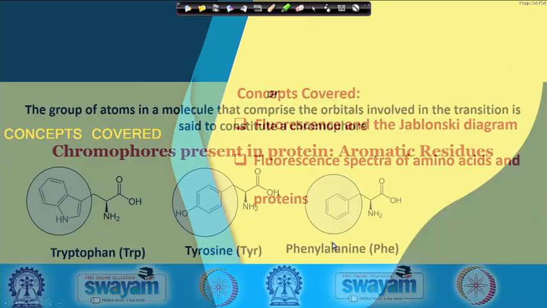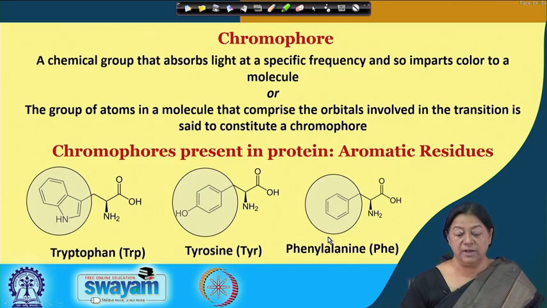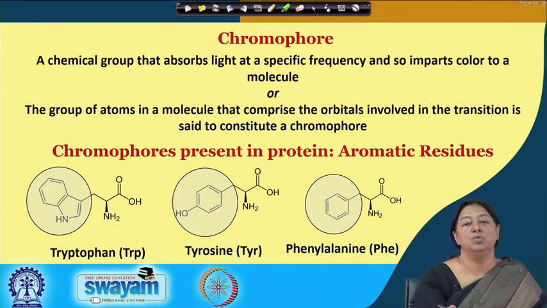We will just revise some of the topics that we covered in the last lecture, where we understood what we meant by a chromophore, which was a chemical group that absorbs light at a specific frequency, and what it does is it imparts color to a molecule. Now, in the electromagnetic spectrum, we have UV, we have visible, we have infrared, and as we mentioned in the last lecture, it depends on the specific energy levels that we are concerned with.